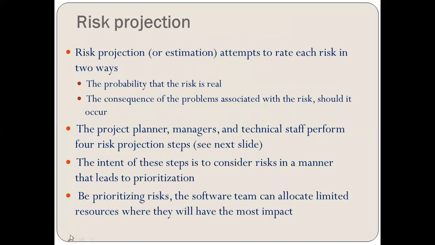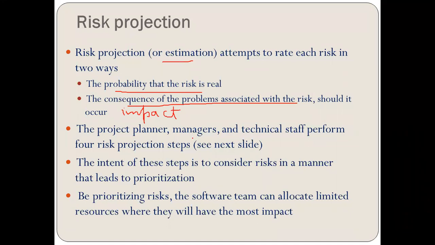Now we are going to talk about risk projection. Next step. Risk projection is what? We are going to estimate. It attempts to rate each risk in 2 ways: probability that the risk is real, that is, the probability that the risk will occur in future, and the consequence of the problems associated with the risk. That means the impact it has if it occurs, right? So these are the 2 parameters we have already talked about: estimating the probability of occurrence and the impact.